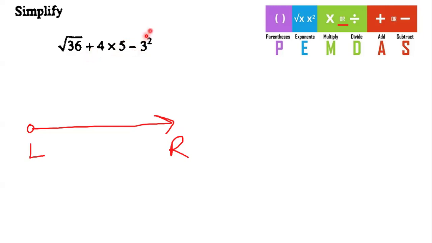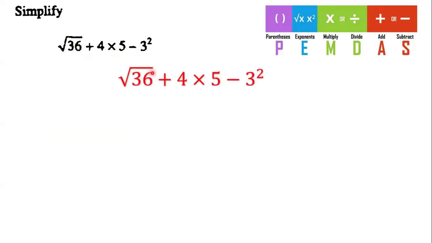So let's go ahead and do this. What is the square root of 36? 6. Are you sure? What is the square root of 36? 6, very good. So let's go ahead and do that. Do I do the square? Yes.